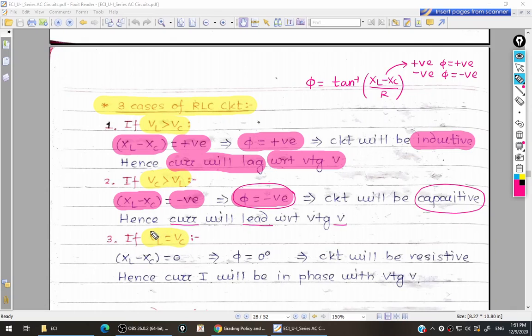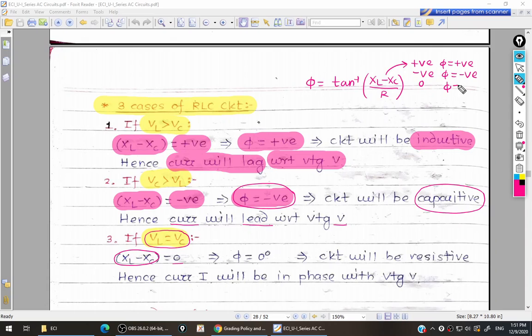And if we consider the third case, if VL is equal to VC, so if voltages are equal, definitely XL is equal to XC. So the difference between them, XL minus XC, is equal to what? 0. If we put 0 over here, what are you getting?